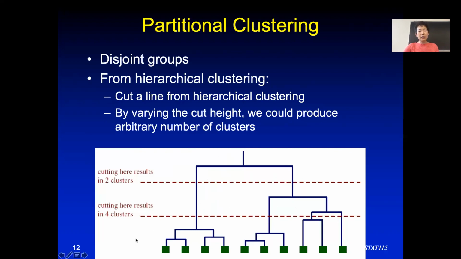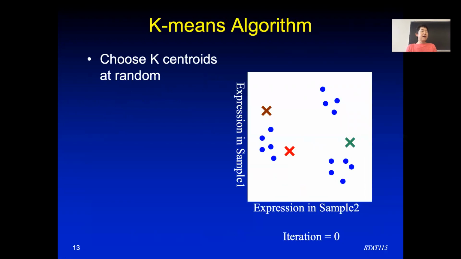And once you create a disjoint group, for example, if I want to have a partition cluster of 4, this gene will only belong to this cluster, but it would not belong to the other ones anymore. Okay, that's why it's disjoint. The very popular approach people use is k-means clustering.